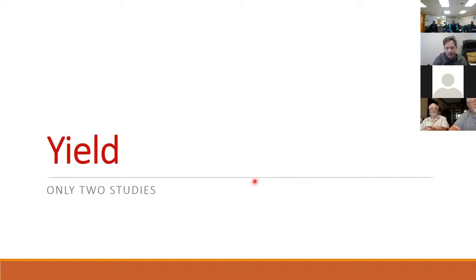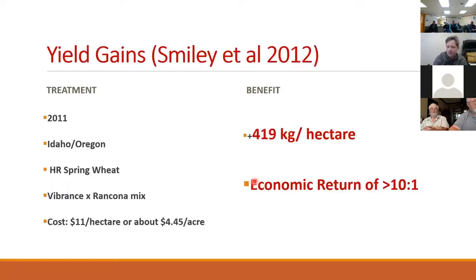There's only two published studies that look at the yield effect of seed treatments. One was done by Dick Smiley, he's in Oregon. It was done in 2011. He did his study using a number of commercial fields in Idaho and Oregon. This is hard red spring wheat. He used a dual seed treatment of Vibrance and Rancona mix. Because he basically seed treated twice, it was a pretty expensive seed treatment. It cost him $11 per hectare, which would be about $4.45 per acre for you guys.